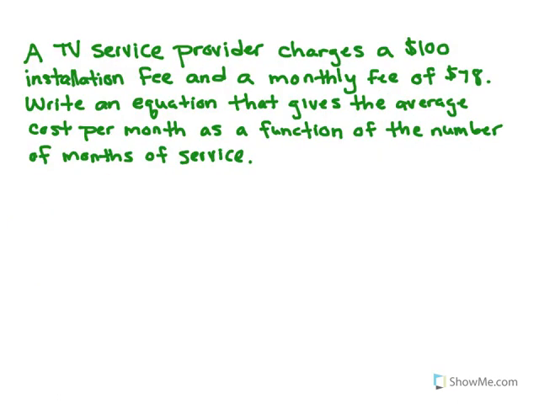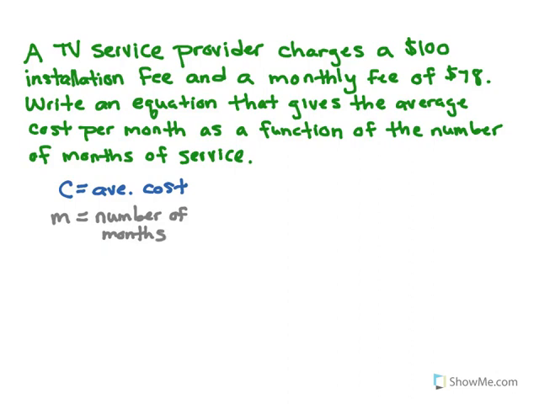Okay, so here we go. Our next problem is going to be a TV service provider charges a $100 installation fee and a monthly fee of $78. Write an equation that gives the average cost per month as a function of the number of months of service. So once again, they do not give us variables, so we're going to set some up. So we can have C be the average cost again, and we can then do M as well for the number of months of service.